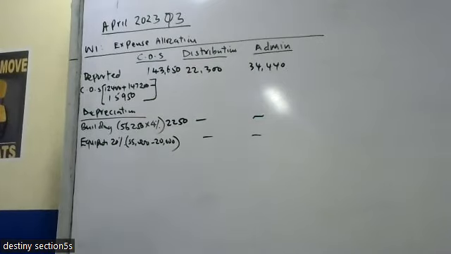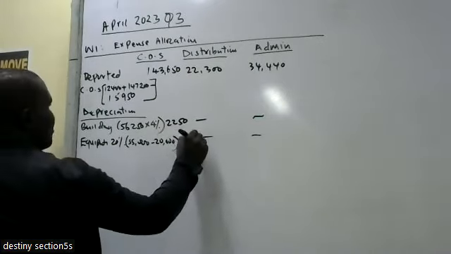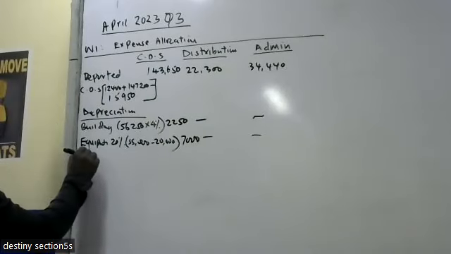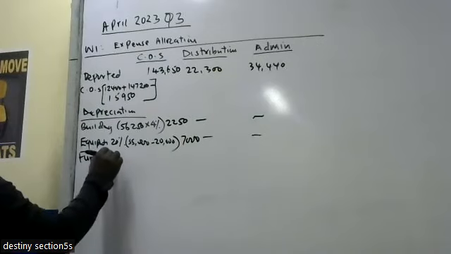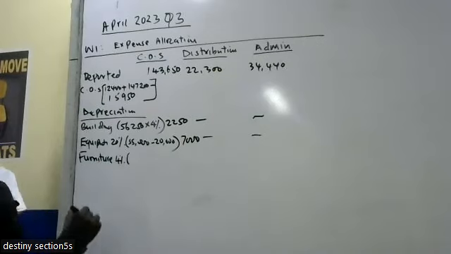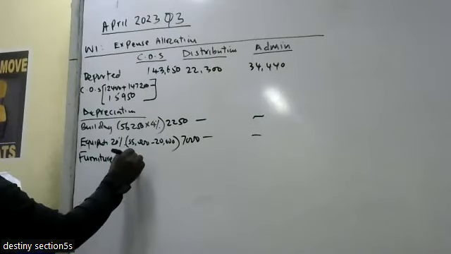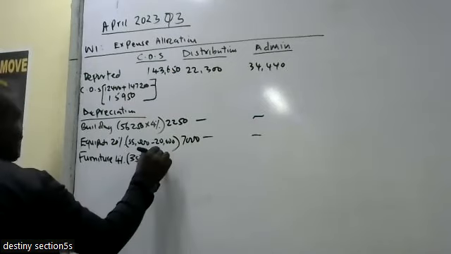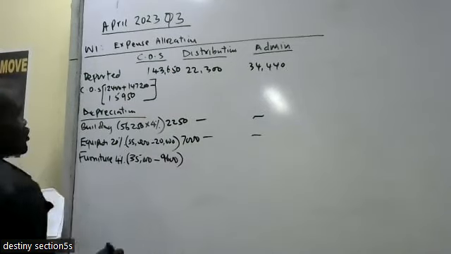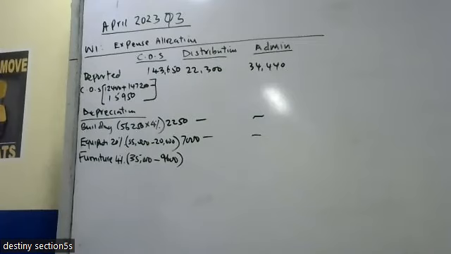You get 7,000. Furniture, 4% reducing. So you will take 35 minus 96, multiplied by 4%.